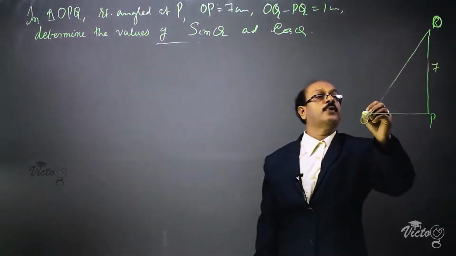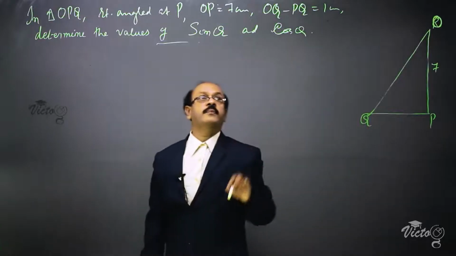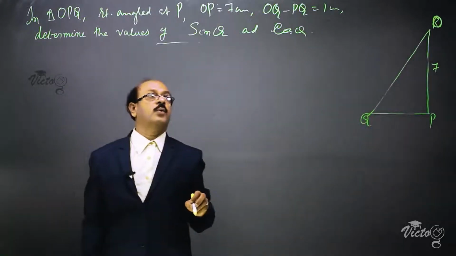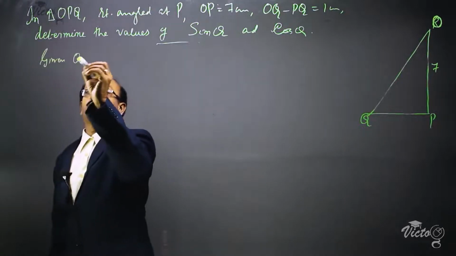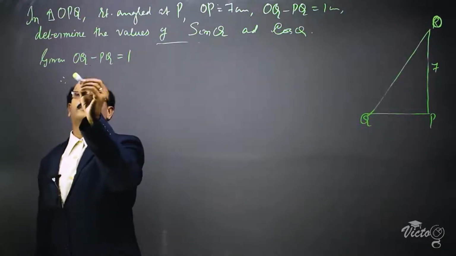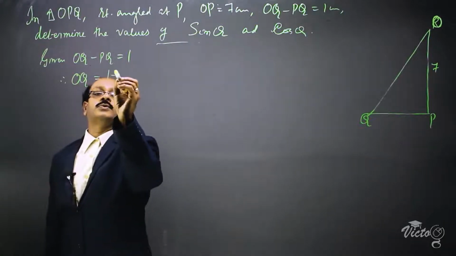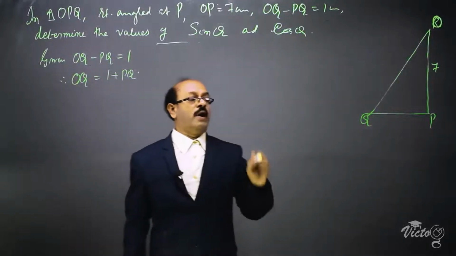Then OQ minus PQ. OQ means hypotenuse minus PQ is equal to 1 unit. We are starting from this statement. It is given OQ minus PQ is equal to 1. Therefore, the value of OQ is equal to 1 plus PQ.